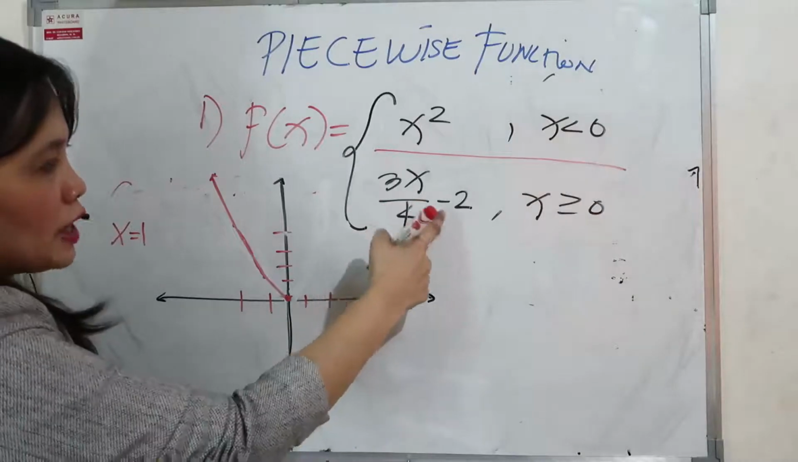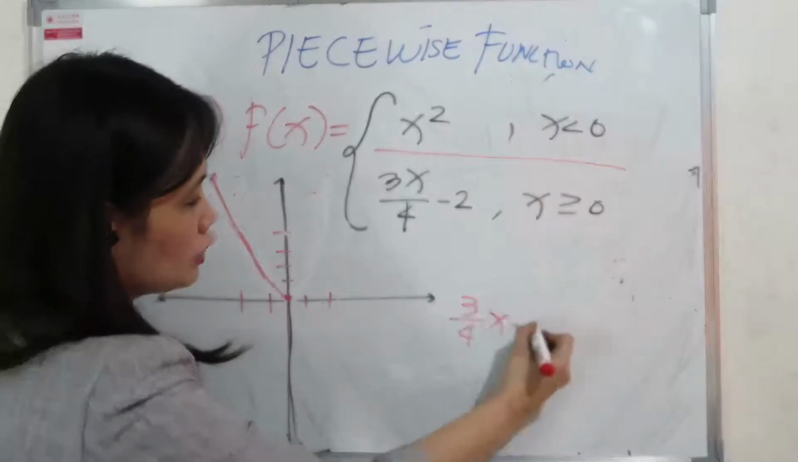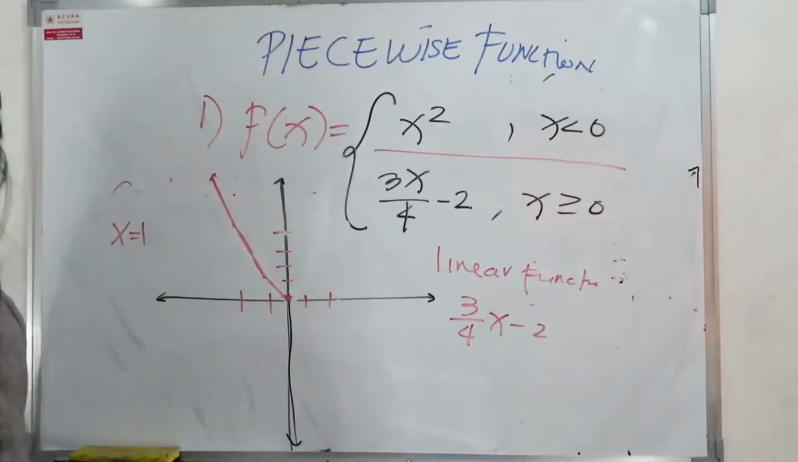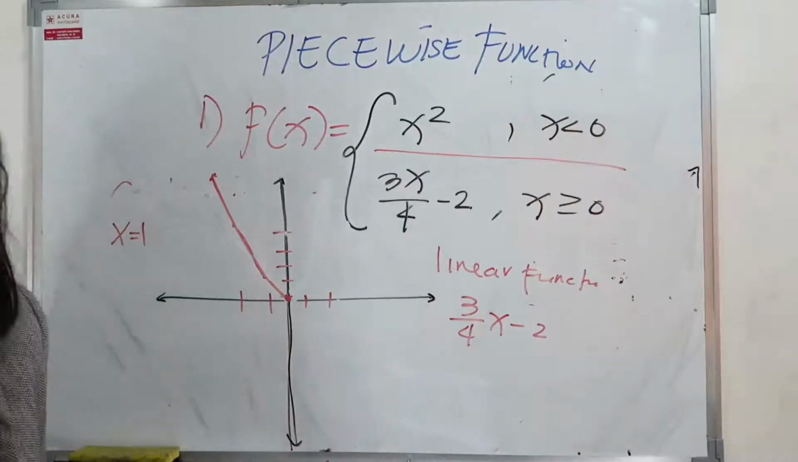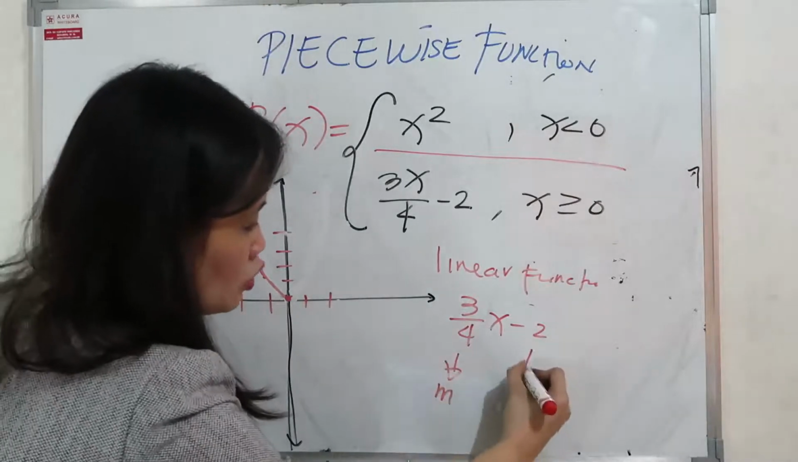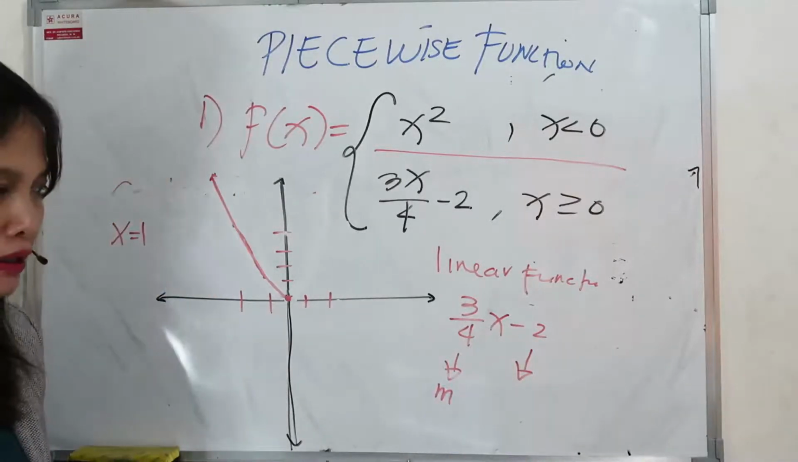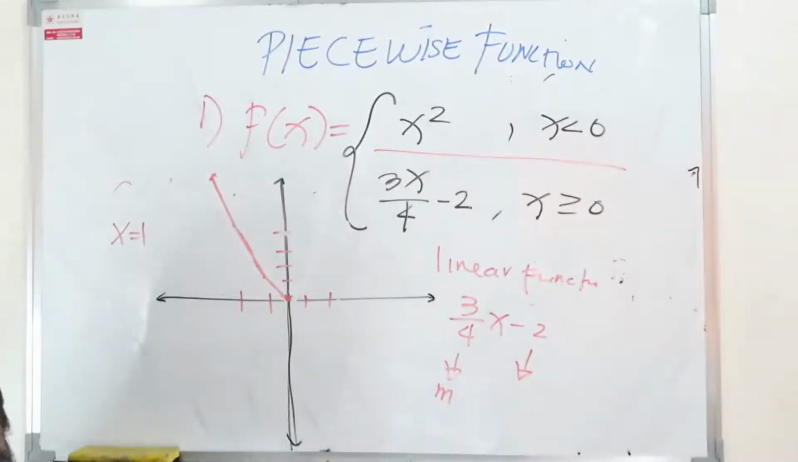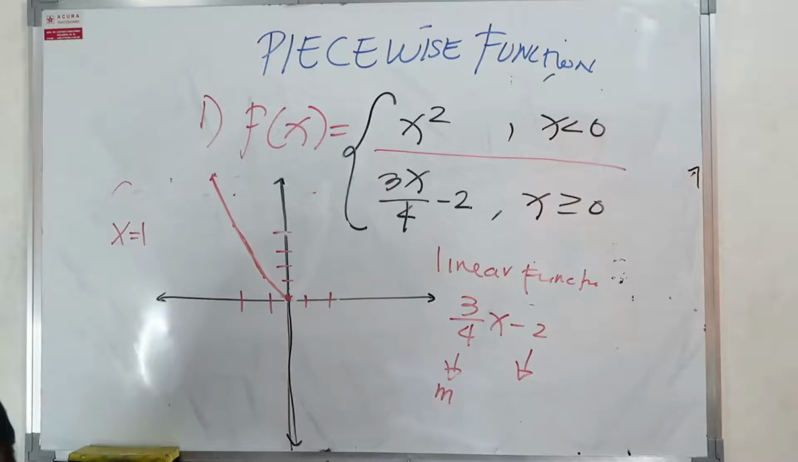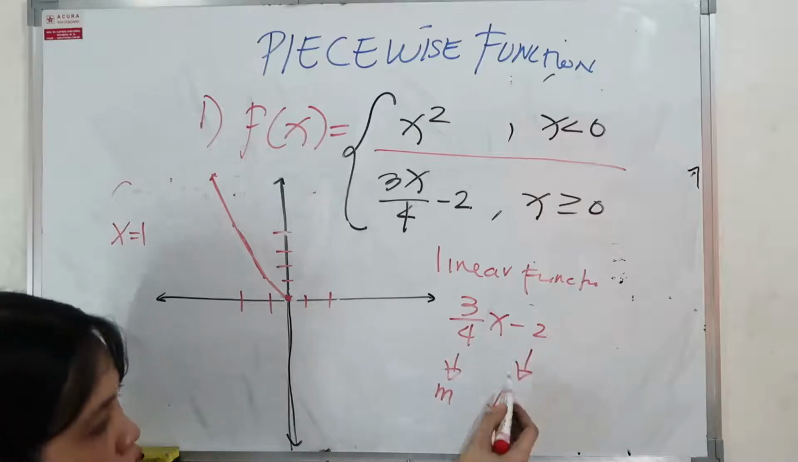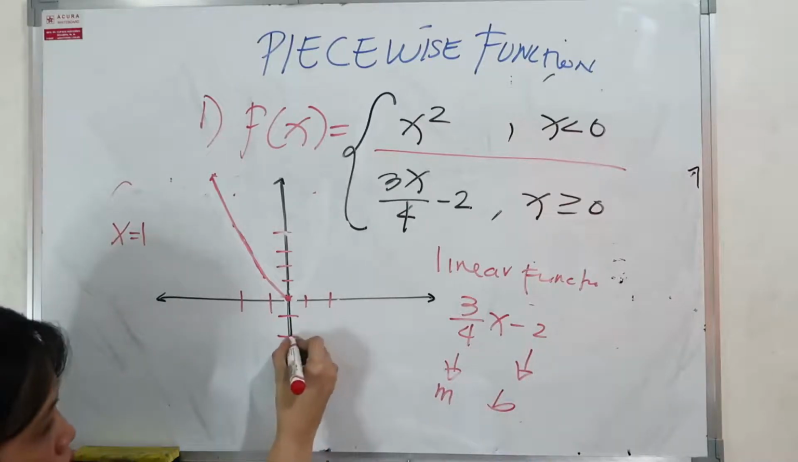Next, what about this one? 3/4 x minus 2. It's a linear function. So how do we plot a linear function? You have a slope and you have a y-intercept, so you can plot it. How do we sketch the graph using the slope and y-intercept? What is your y-intercept? This is your y-intercept, negative 2. So 1, 2. This is the y-intercept.